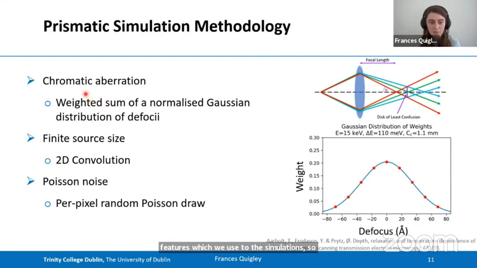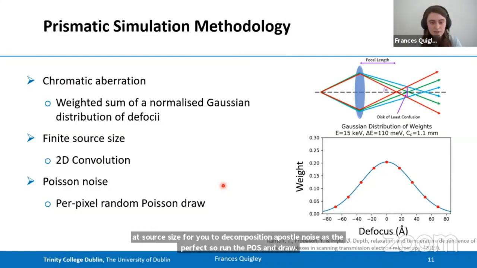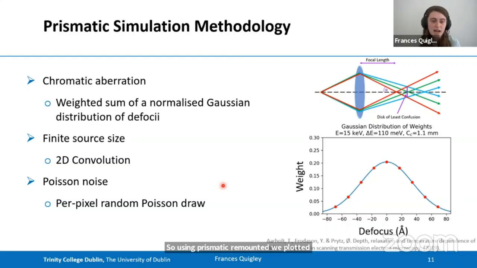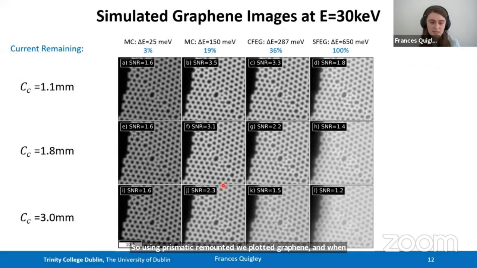It includes chromatic aberration via the weighted sum of a normalized Gaussian distribution of the foci, as seen here. It also includes finite source size via 2D convolution and Poisson noise as the per pixel random Poisson draw. So using Prismatic, we simulated a monolayer of graphene with defects. The reason we did this is that graphene is really prone to knock-on damage when imaged at high voltages, so it's a good candidate to look at low voltage imaging.